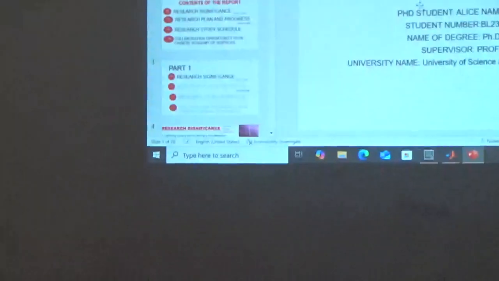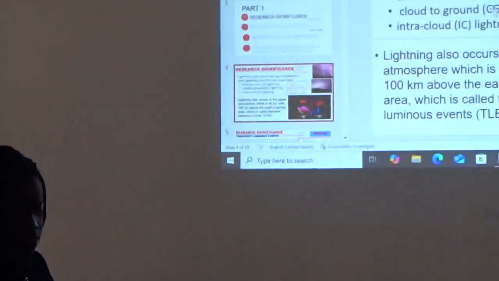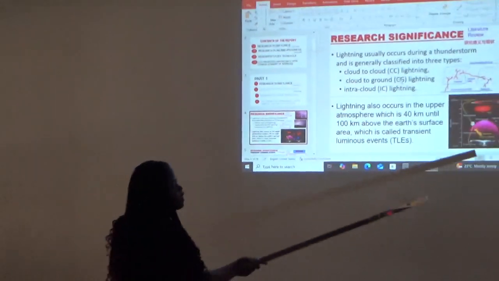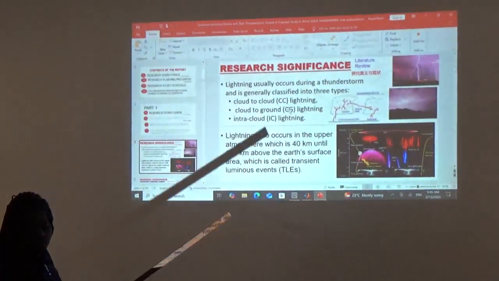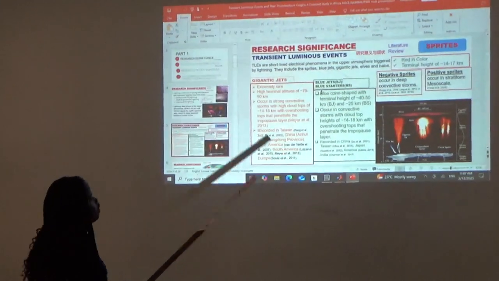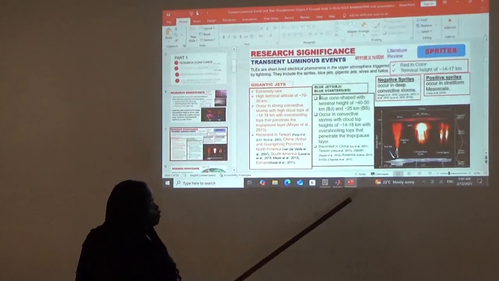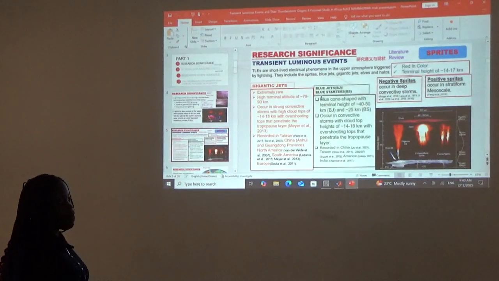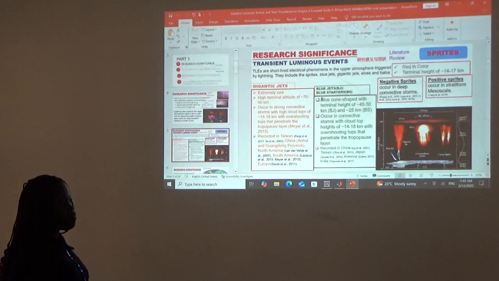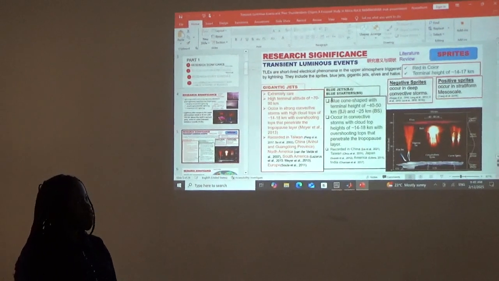Say to the sky, what exactly are you? I'm going to observe the same TLEs, these transluminous effects. These ones I'll be observing from the ground using a camera. So this is a specialized camera, not an ordinary camera.